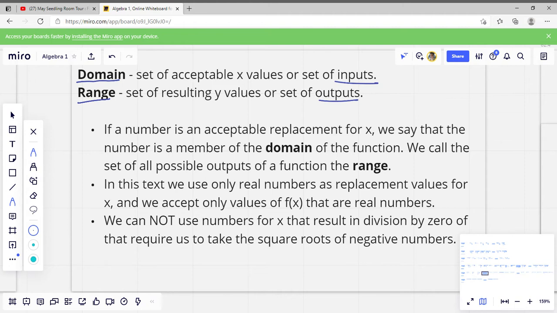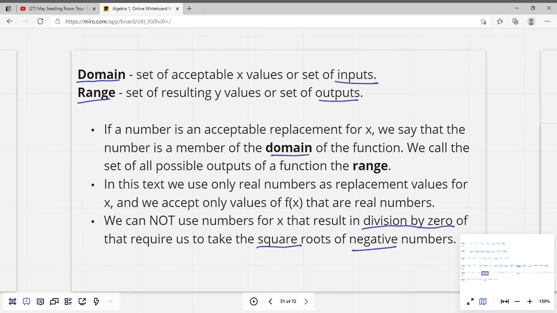If a number is an acceptable replacement for x, we say that the number is a member of the domain of the function. We call the set of all possible outputs of the function the range. So your inputs are your domain, your outputs are your range. In this text, we use only real numbers as replacement values for x, and we accept only values of f of x that are real numbers. We cannot use numbers for x that result in division by 0, or that require us to take the square root of negative numbers, so no negative squares.